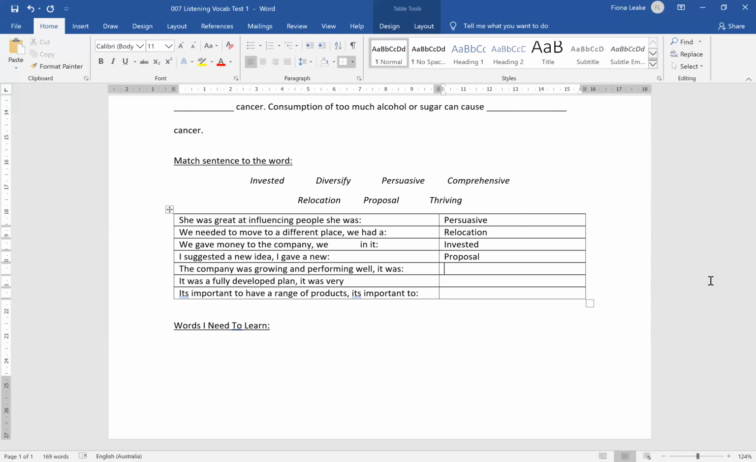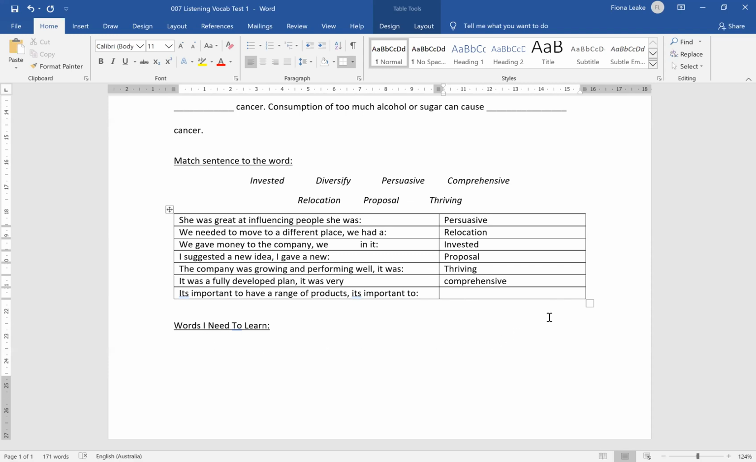The company was growing and performing well. It was thriving. Companies or people or plants, anything can thrive if it's growing and doing well. It was a fully developed plan. It was comprehensive. If you've got all of the information, we'll say it's very comprehensive. And my word has just stopped working. The last one, it's important to have a range of products. It's important to diversify.